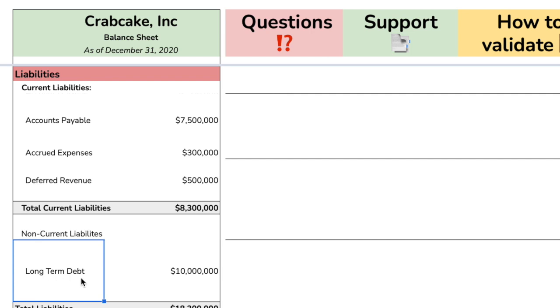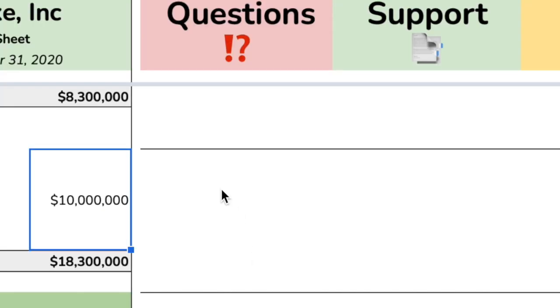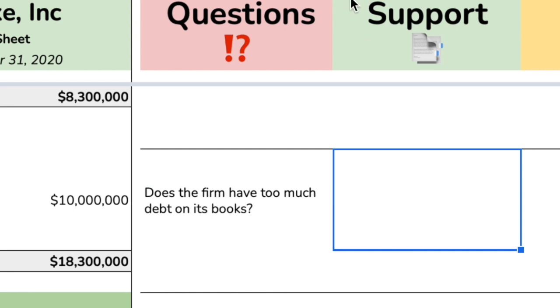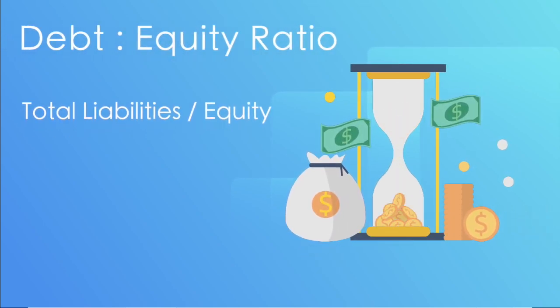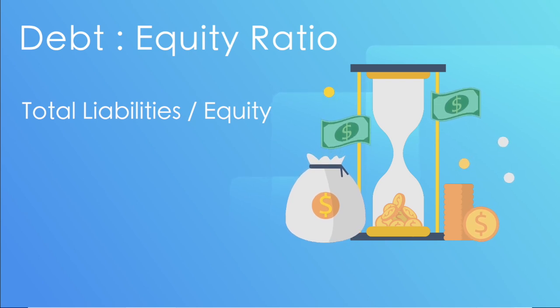When I look at long-term debt, I see the company has $10 million in long-term debt. And the question I'm going to have is whether the company has too much debt on its books. The support in this case is going to be analyzing the debt to equity ratio. The debt to equity ratio compares the company's total liabilities to its shareholders' equity, and it can be used to evaluate how much leverage the company is using.